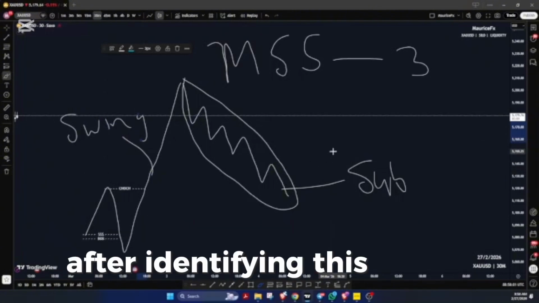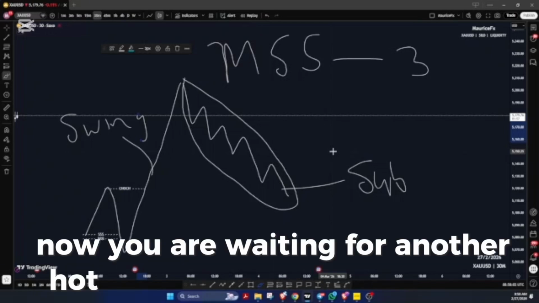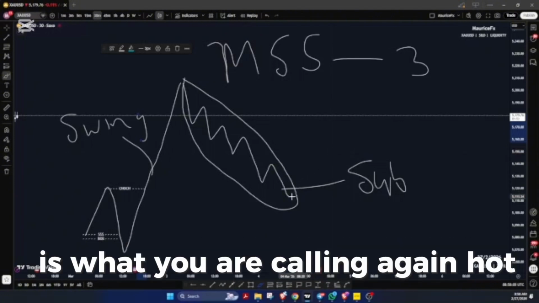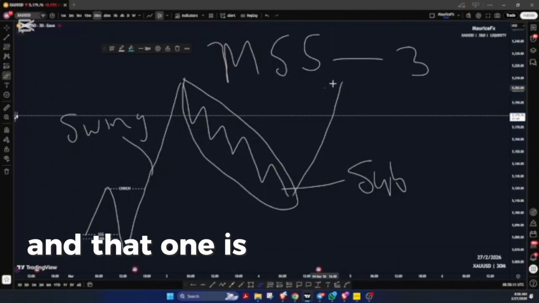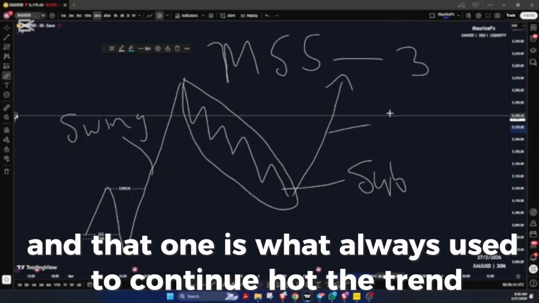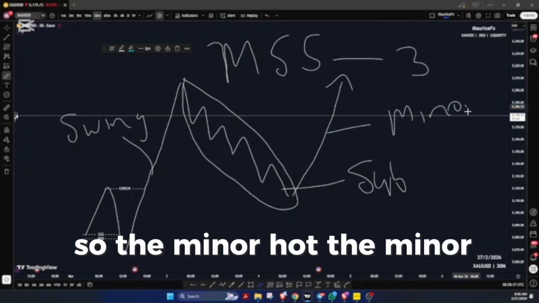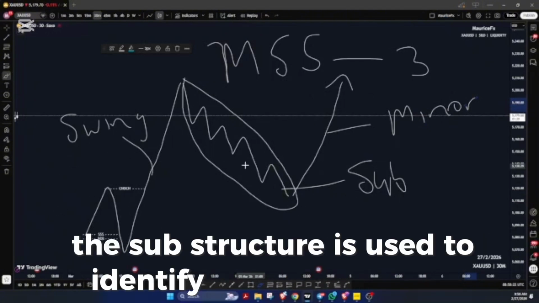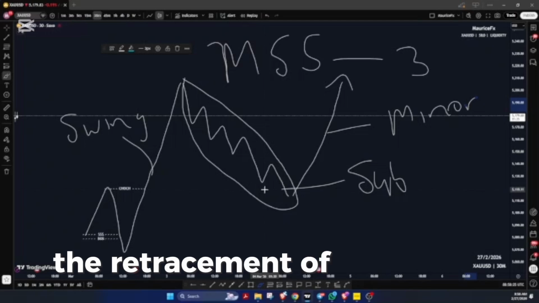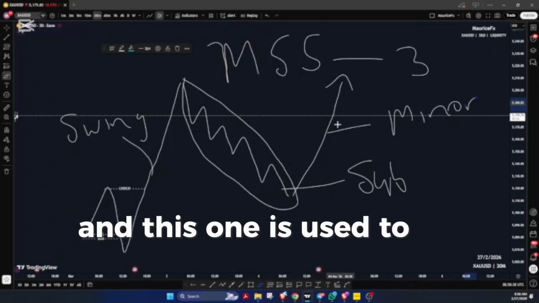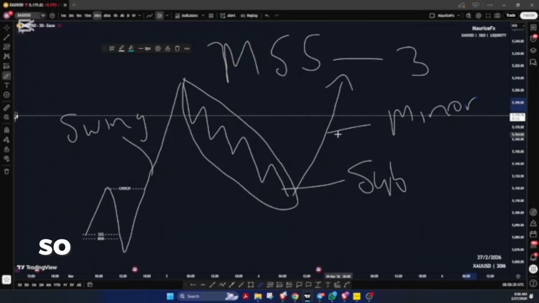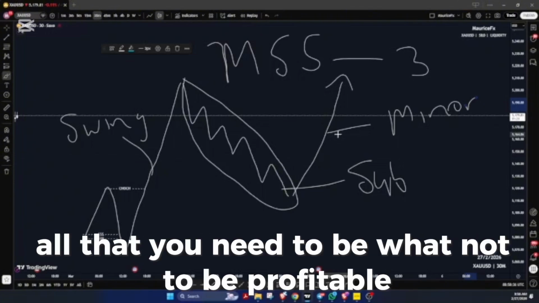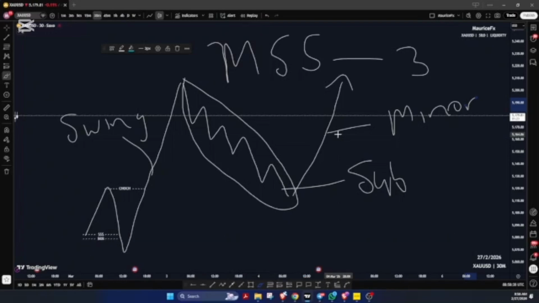After identifying this, you are now waiting for another impulsive movement, and that impulsive movement is what we call the minor structure, and that one is always used to continue the trend. The swing structure is used to identify the overall trend of the market, the substructure is used to identify the pullback, the retracement of the market, and the minor structure is used to determine the continuation of the trend. This is not all that you need to be profitable, but this is all that you need to master your chart.